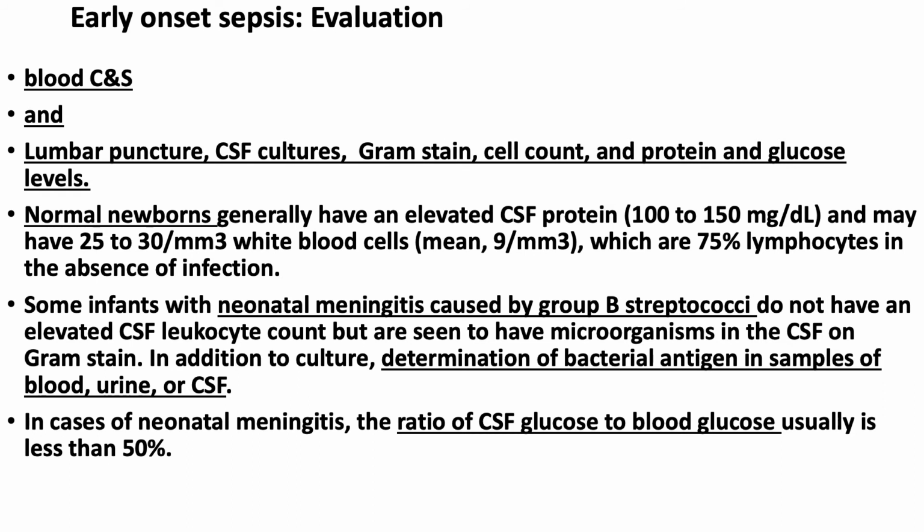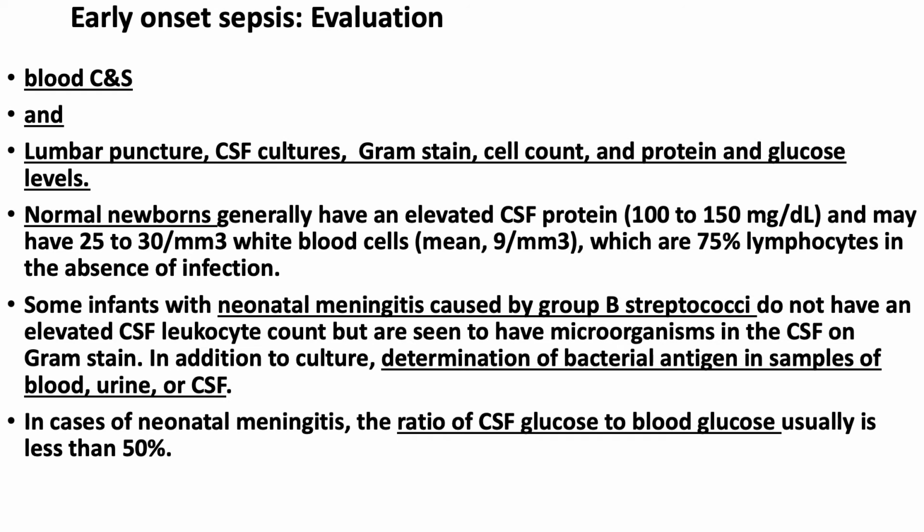We should do blood culture and sensitivity, aerobic and anaerobic, from two sites. Lumbar puncture, CSF culture, gram stain. For the CSF, we do general examination, gram stain, and general examination including count, protein, and glucose, and CSF culture.